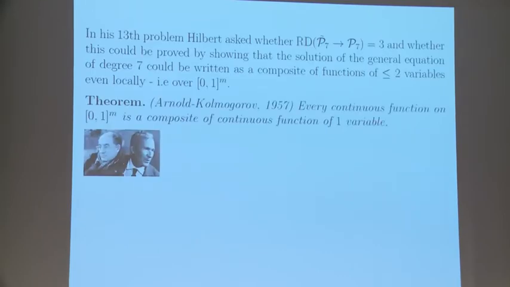So this is what Arnold and Kolmogorov proved could be done. They proved that if you have any continuous function on a cube, it's a composite of continuous functions of one variable. In fact, this is more precise in the real statement.